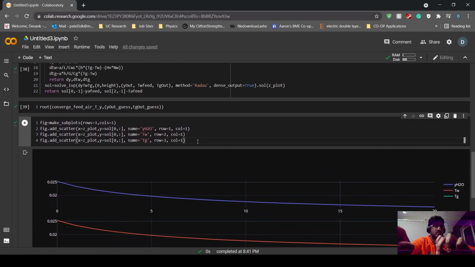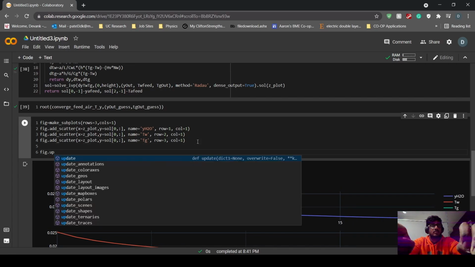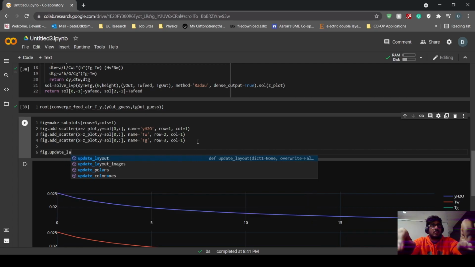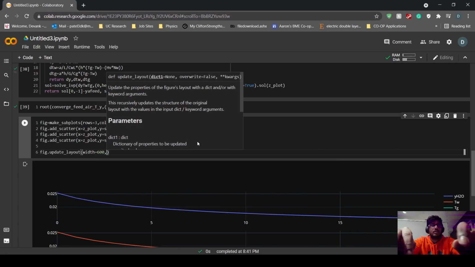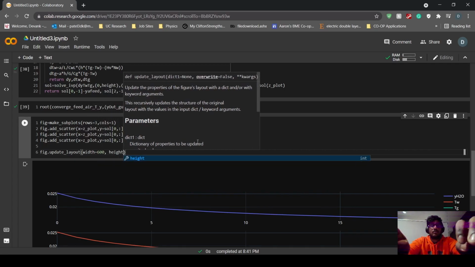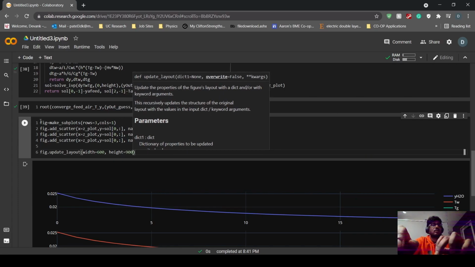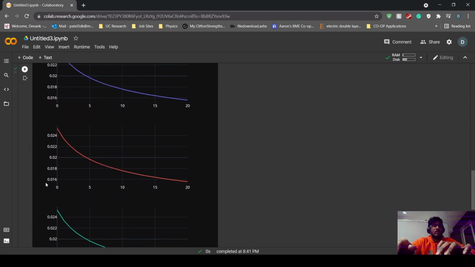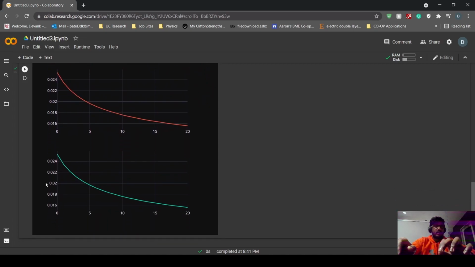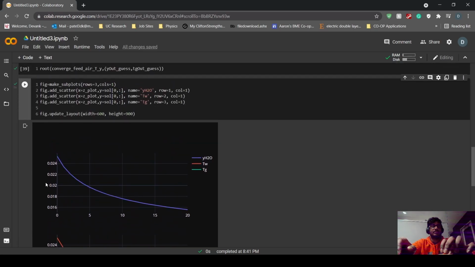We want to change the spacing a little bit, so we're going to go ahead and say fig dot update layout, and we're going to say width equals 600 and height equals 900. Let's go ahead and run that. Awesome. Okay, now we are showing the graphs in a proper array, and these graphs showcase our solution for the three differential equations. And this marks the end of exam 3.